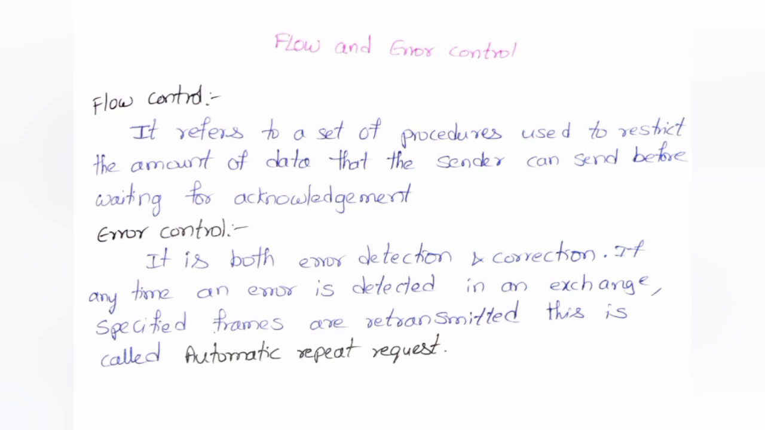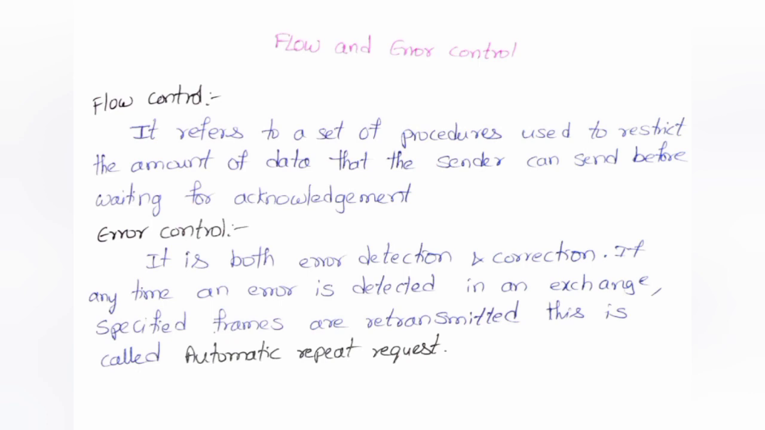Similarly, the other one is the error control mechanism. It is used for both error detection and correction. So if any error is detected in an exchange, specified frames are retransmitted. So there is a retransmission if there is any loss of data or if there is any corrupted data. So there is a retransmission of the frames. This is called automatic repeat request.